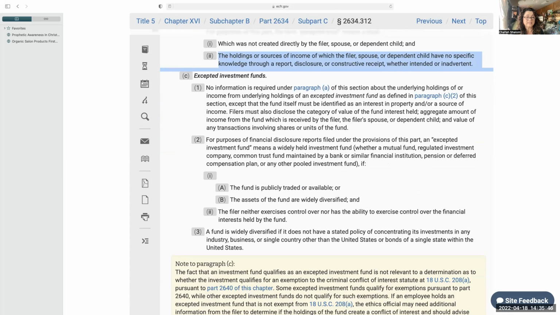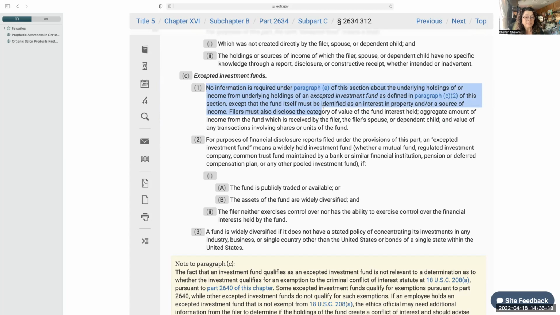C, accepted investment funds. One, no information is required under paragraph A of this section about the underlying holdings of or income from underlying holdings of an accepted investment fund as defined in paragraph C2 of the section, except that the fund itself must be identified as an interest in property and or a source of income.